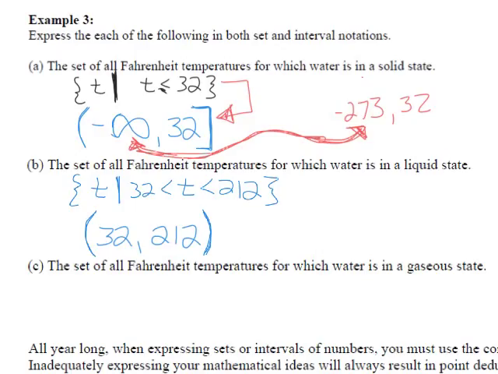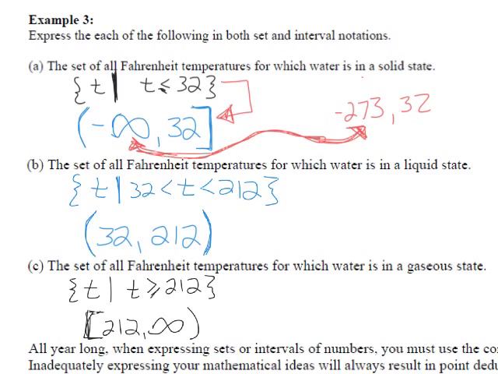And then finally we want to move on to the gaseous state. And the gaseous state would be when water temperature exceeds 212, so when T is greater than 212. And in this case, I will include the 212 since it was not included in part B. So here we go. Moving to interval notation, we're going from including 212 on up to infinity. So very, very hot.